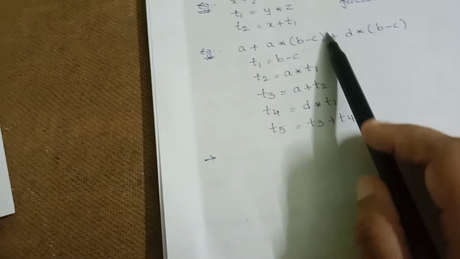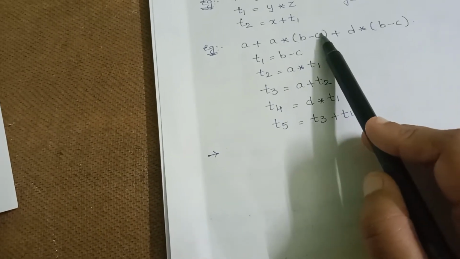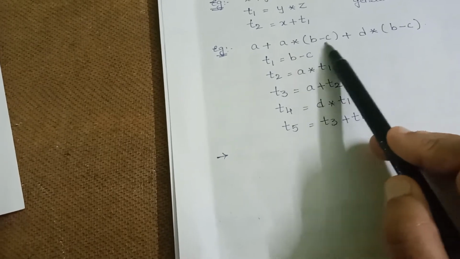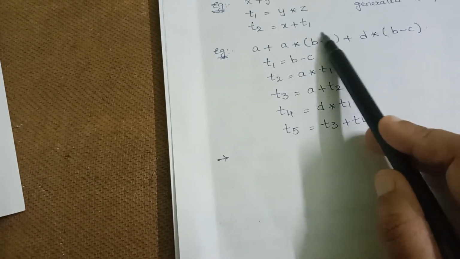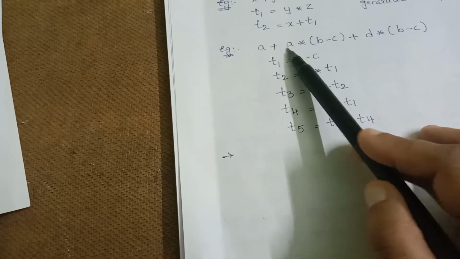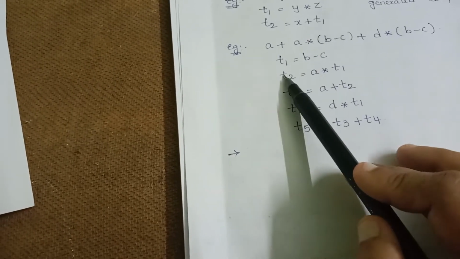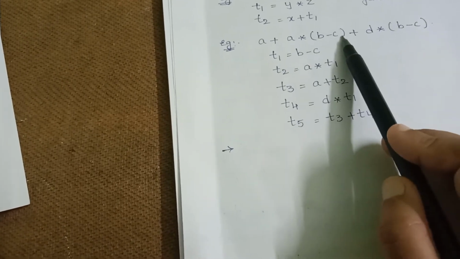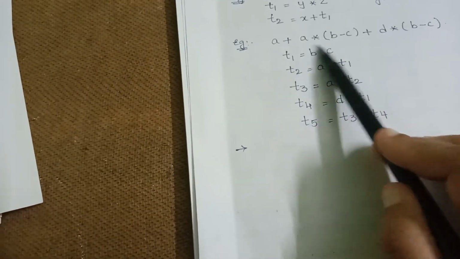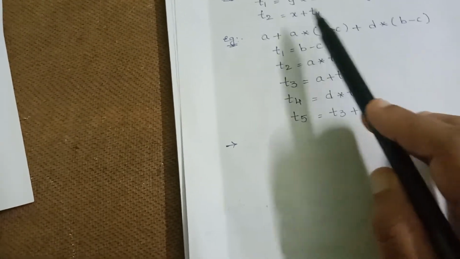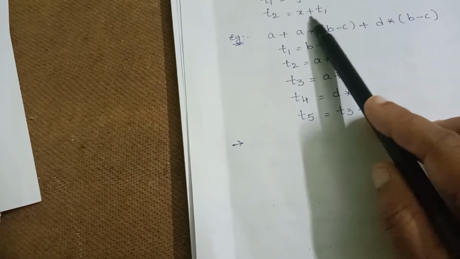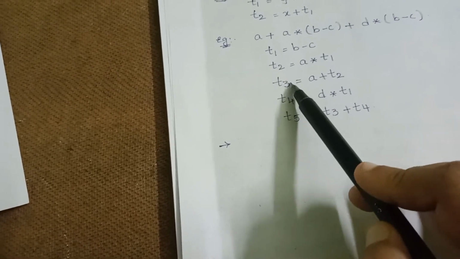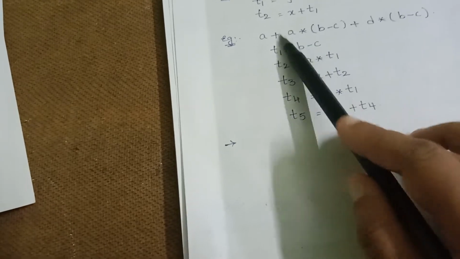So B minus C is completed. Next, in place of B minus C we have substituted T1, so A star T1 can be assigned to a temporary value T2. T2 is equal to A star T1. Now A plus T2 can be assigned to a temporary value T3. So T3 is equal to A plus T2.